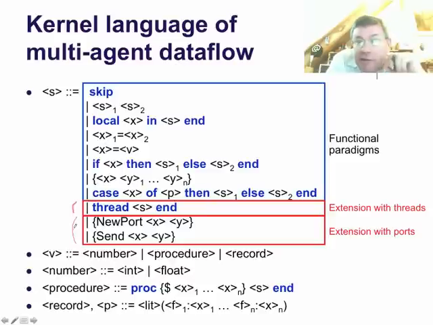So semantically, ports and cells are equivalent. You can encode one in terms of the other, but it's interesting because for programmers, the expressiveness is different between ports and cells. So it's interesting to include ports specifically in the kernel language.